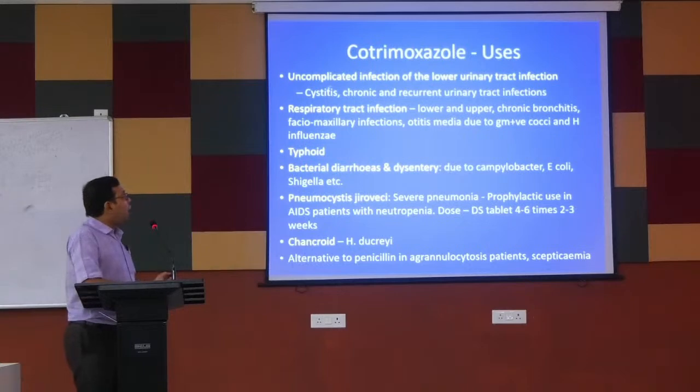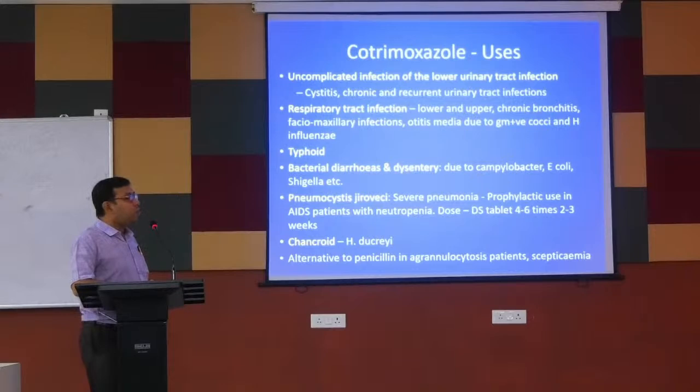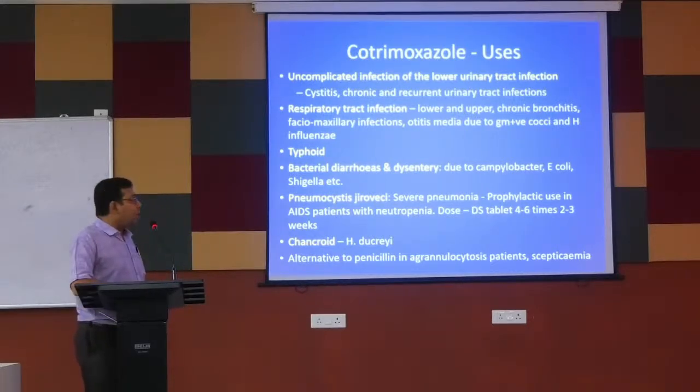So why is it used? Uncomplicated infections of the lower urinary tract like cystitis, and chronic and recurrent urinary tract infections. Respiratory tract infections like lower and upper, chronic bronchitis, faciomaxillary infections, otitis media due to gram-positive cocci and Haemophilus influenzae. Typhoid, already I discussed. So for typhoid it is an important agent. Bacterial diarrhea and dysentery due to Campylobacter, E. coli, Shigella, etc. Pneumocystis jirovecii pneumonia, severe pneumonia, prophylactic use in AIDS patients with neutropenia.